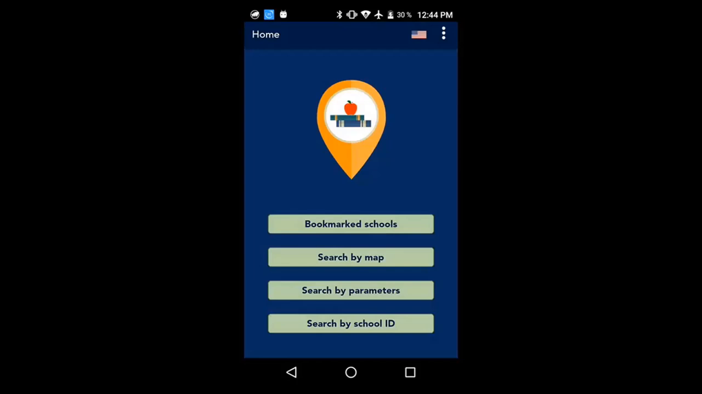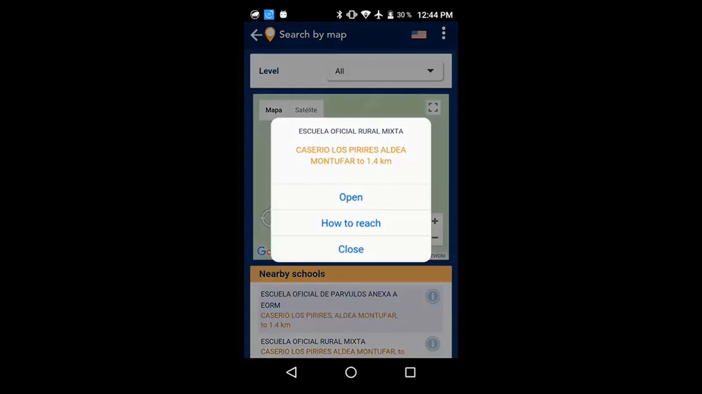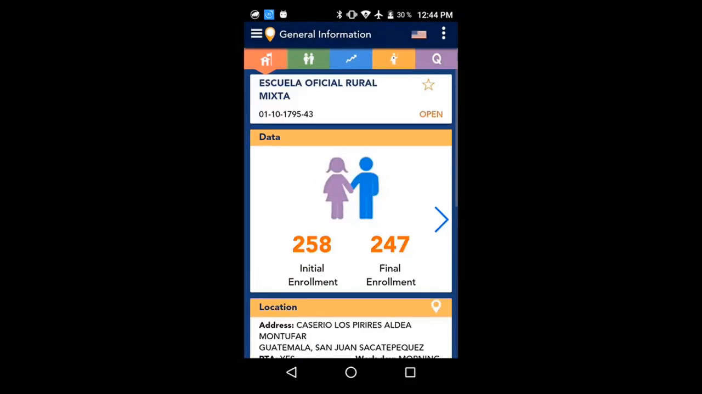If we were to use, for instance, the search by map option, it will show you all the schools that are located at a 5-kilometer radius from your current location using your GPS. If you click on a flag, it opens a window with 3 options. The first opens the information for the school. If you were to click on the second option, it would open Google Maps or Waze or whatever you have installed in your phone, and it will give you directions on how to get there. But let's go for the open option right now.